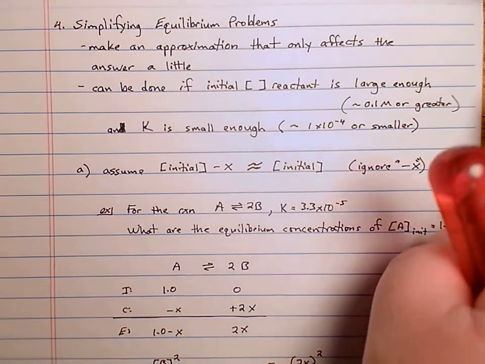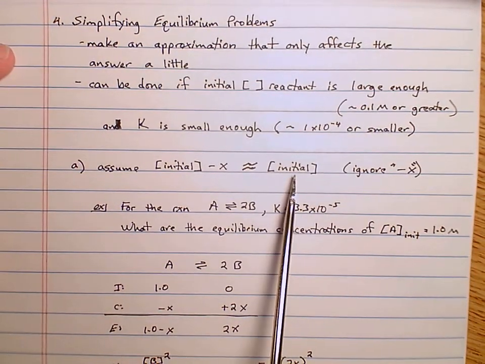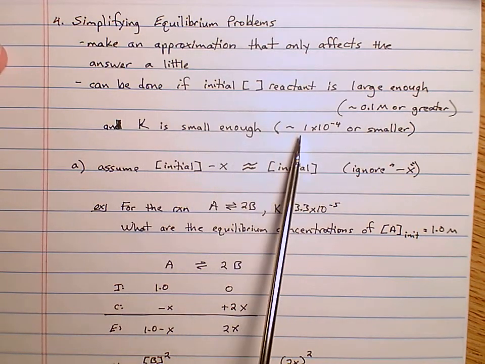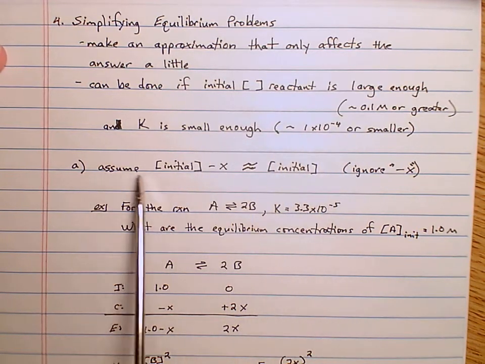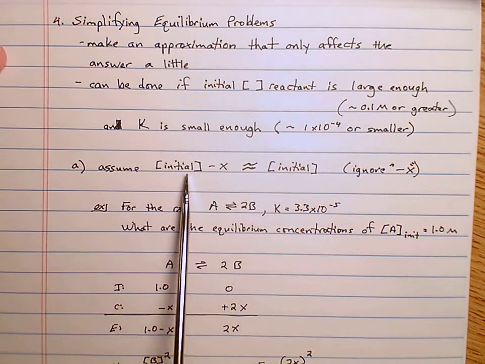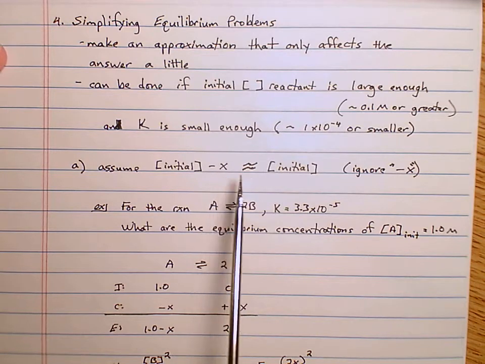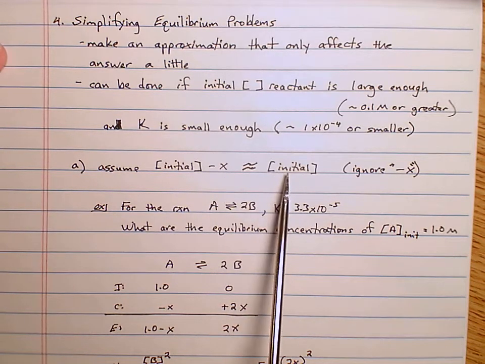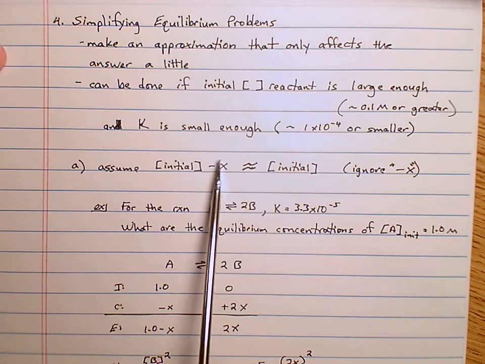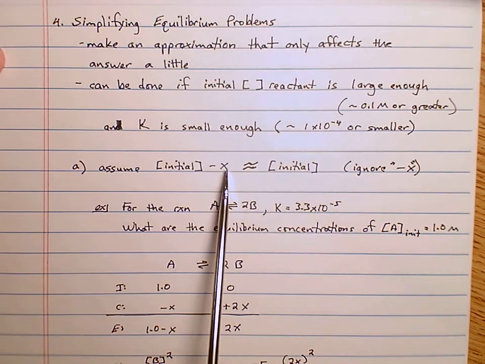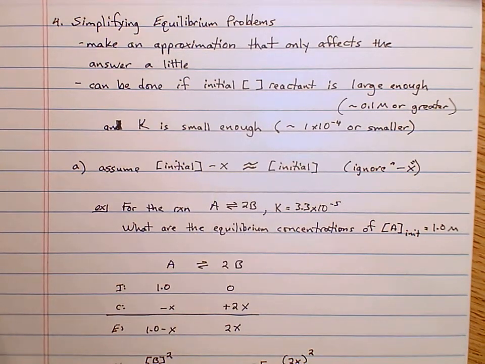What we're going to do, if our initial concentration is large enough, 0.1 molar or greater, and our K is small enough, 1 times 10 to the minus fourth or smaller, is assume that the initial concentration minus X that we'll get from our ICE table is essentially equal to the initial concentration. We're going to assume that this X value, the value we're subtracting from the initial concentration, is so small that it really does not affect the initial concentration value. That's the assumption we're going to make.